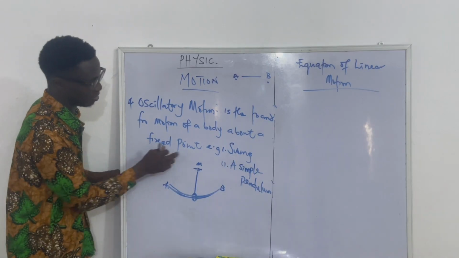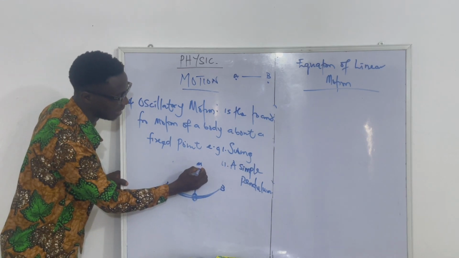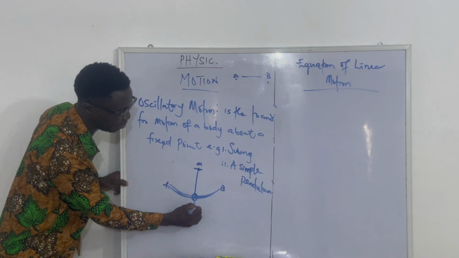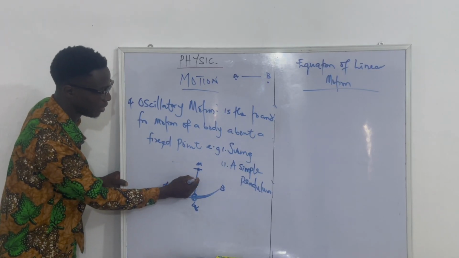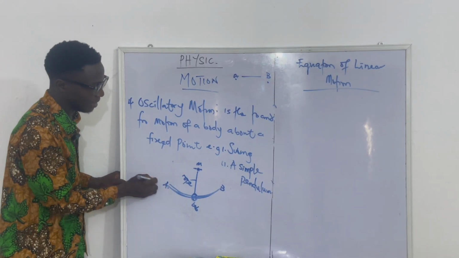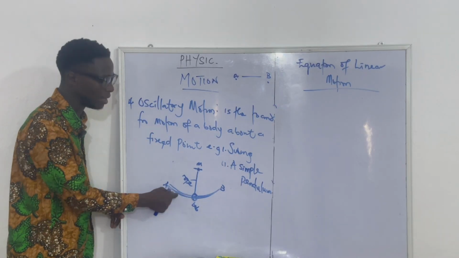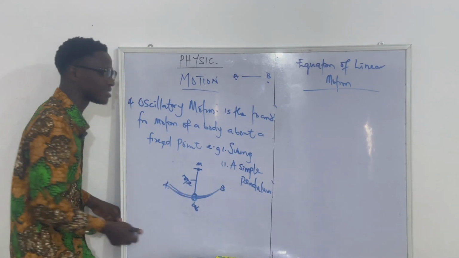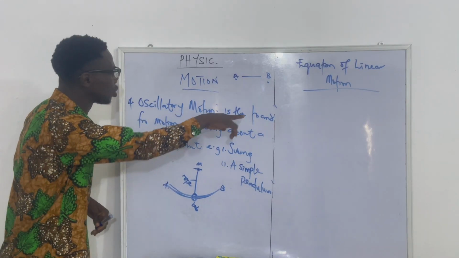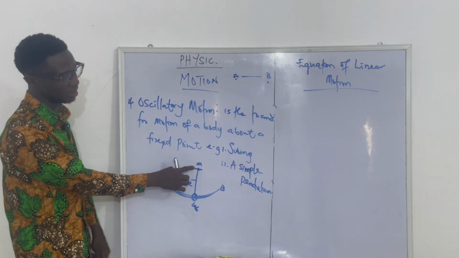Swiftly, I talked about oscillatory motion, and I was trying to explain it with a simple pendulum. Let's say this is a fixed point, this is a rope, and this is the bulb attached to the rope. Point A and point B show the maximum displacement of the bulb on both the right-hand side and the left-hand side, and point M is the fixed point.